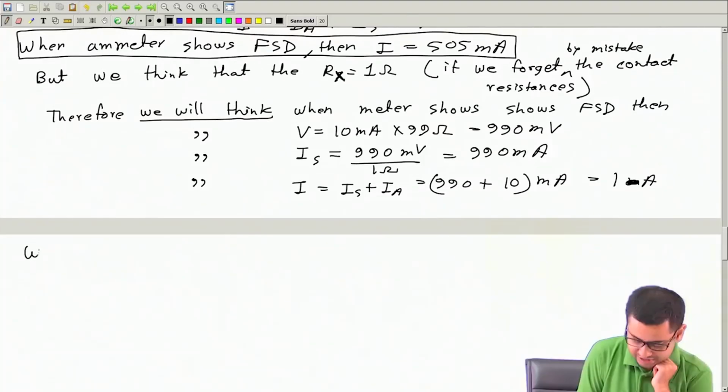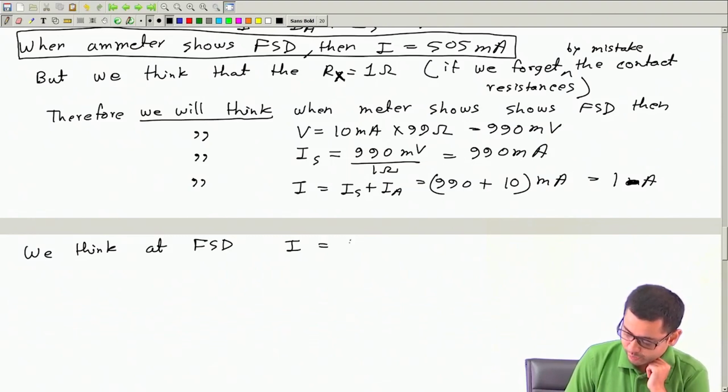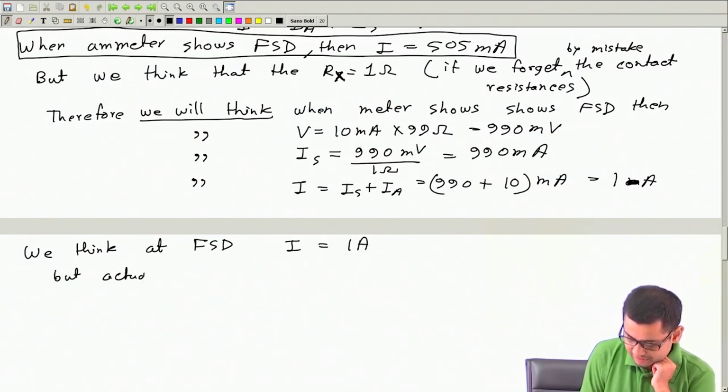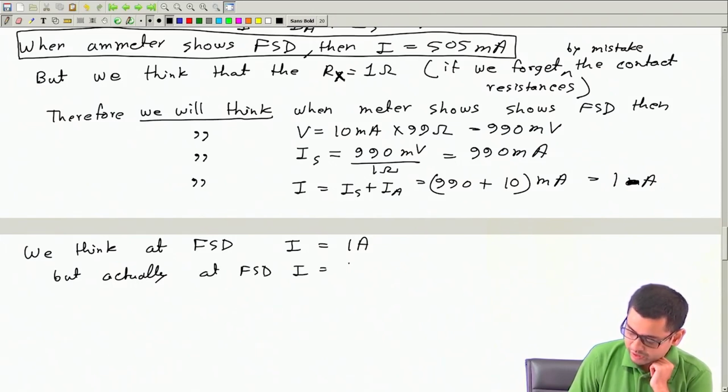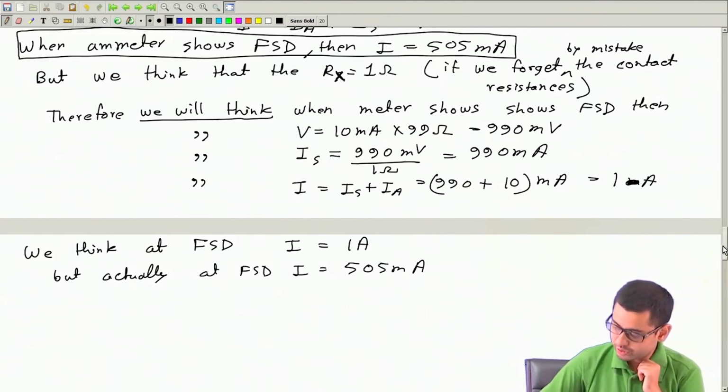So we think at FSD I is equal to 1 ampere, but actually at FSD I is only 505 milliampere, half of this. So there is a huge error. Okay, so there is a huge error.